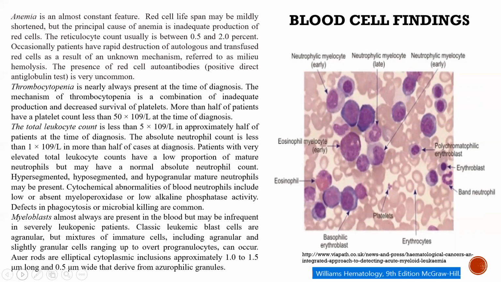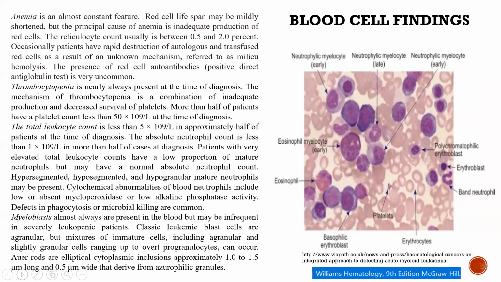Occasionally, patients have rapid destruction of autologous and transfused red cells as a result of an unknown mechanism, referred to as milieu hemolysis. The presence of red cell autoantibodies, with a positive direct antiglobulin test, is very uncommon. Thrombocytopenia is nearly always present at the time of diagnosis. The mechanism of thrombocytopenia is a combination of inadequate production and decreased survival of platelets.